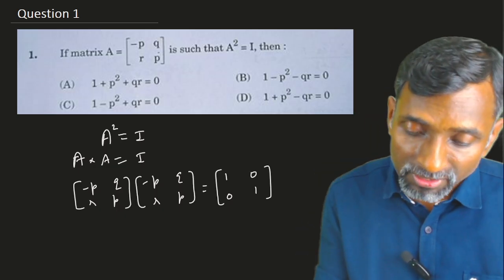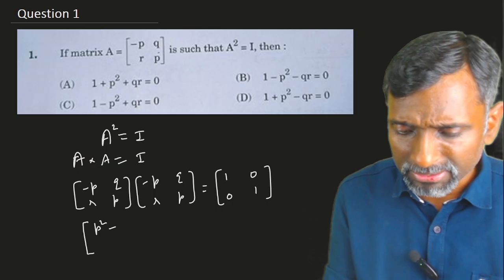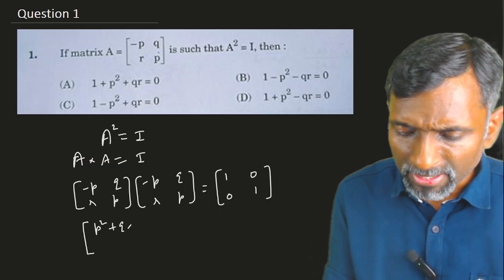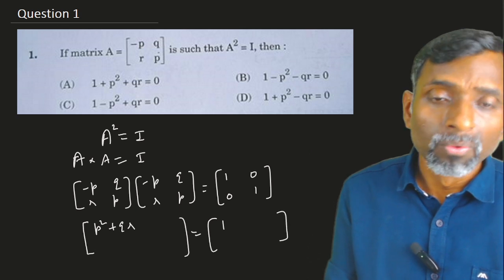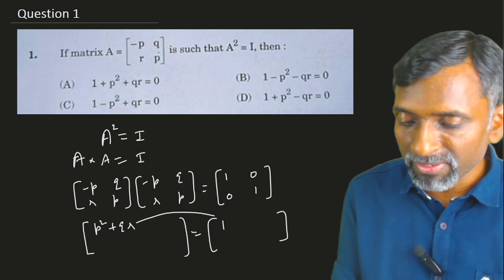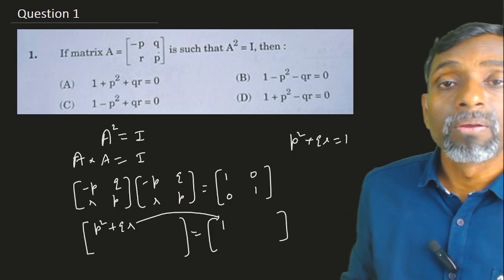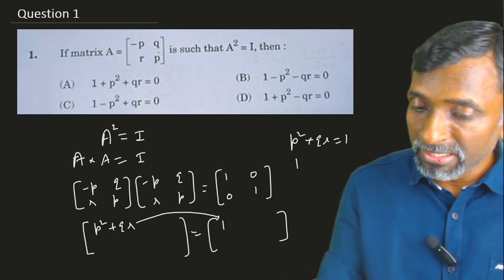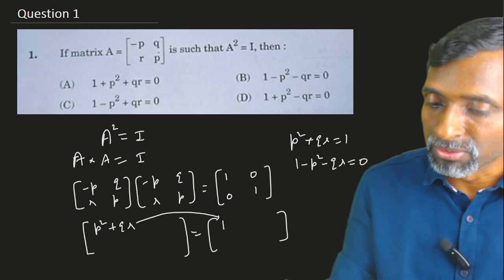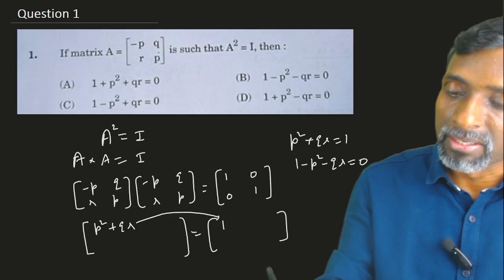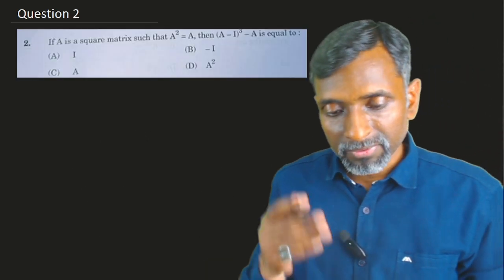If we solve the first element, it is P squared plus QR, and we can equate this to 1 on the right hand side. So no need to solve all the elements. We got P squared plus QR is equal to 1, and according to the options we can convert it into 1 minus P squared minus QR is equal to 0. We can see option B is the correct answer, so option B is correct. Now let's move to the second question very fast.